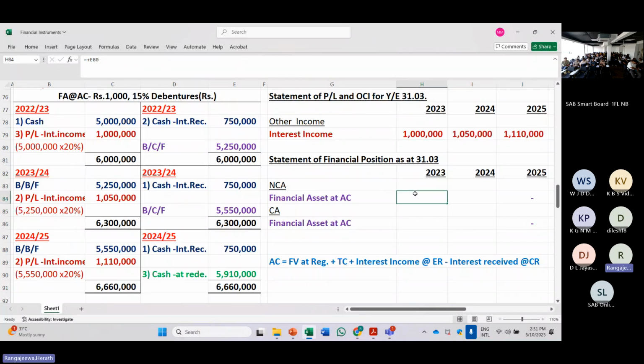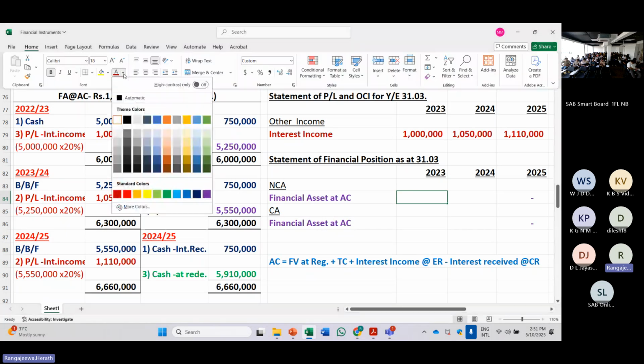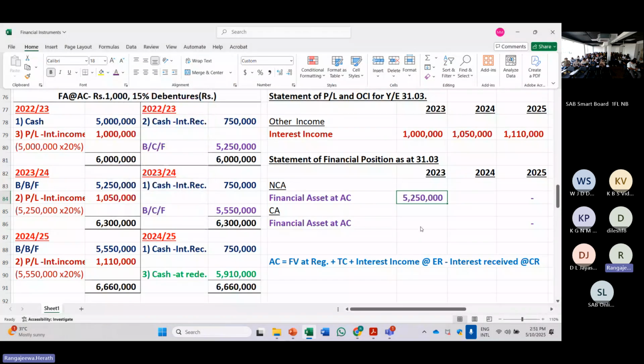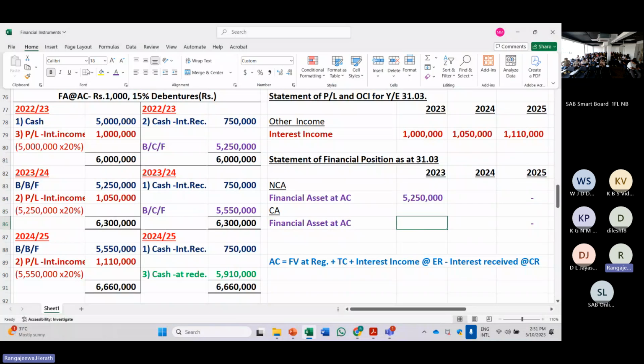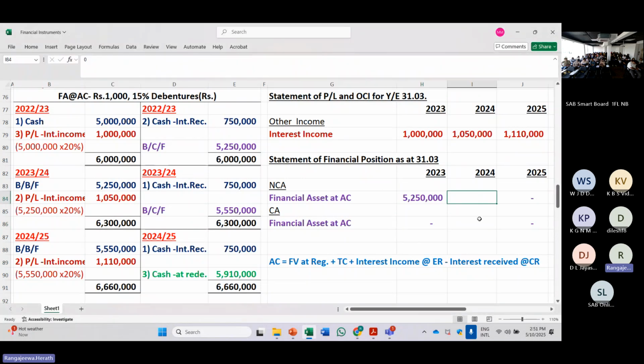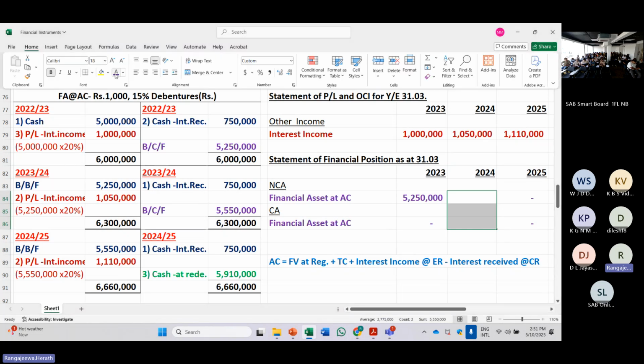And in the first year, this 5,250,000 you can record as a non-current asset because there are 2 more years to redeem. But at the end of the second year, you know that it is going to be redeemed in the third year. That means within the next year, we are going to collect this amount. So this investment can be recorded under current assets. Same category, financial asset at amortized cost, but the classification is current.